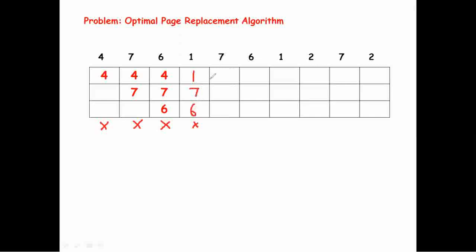When 7 is referred, 7 is already available. Here a page fault will not occur. When 6 is referred, 6 is available. So here also a page fault will not occur. When 1 is referred, 1 is already available. So here also a page fault will not occur.